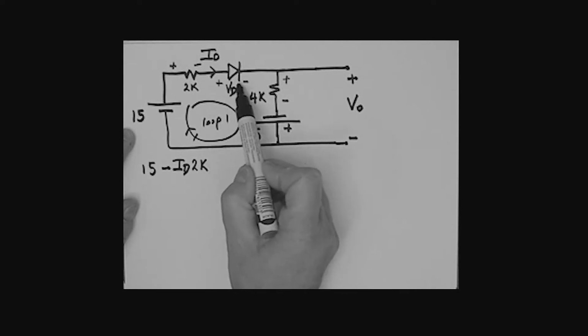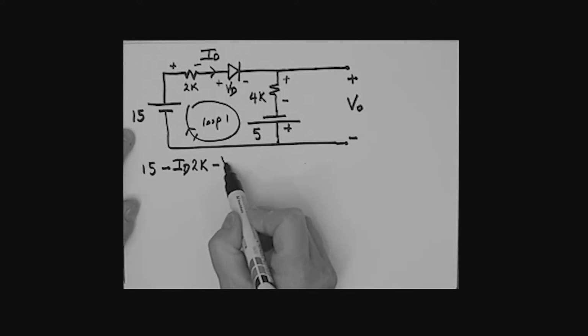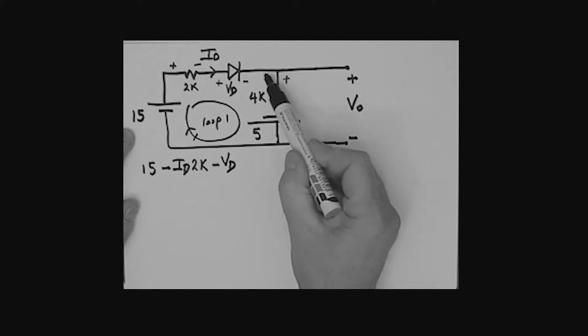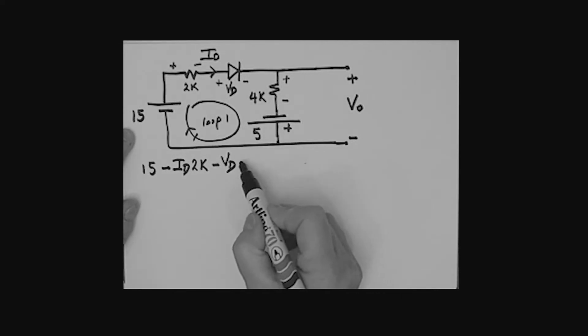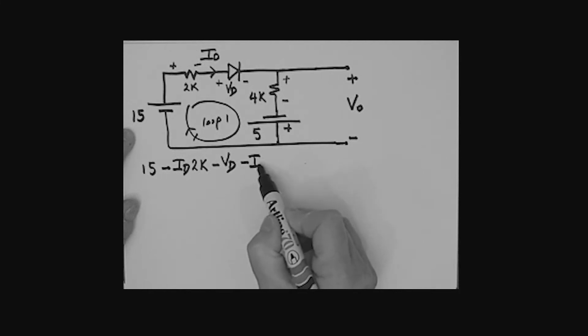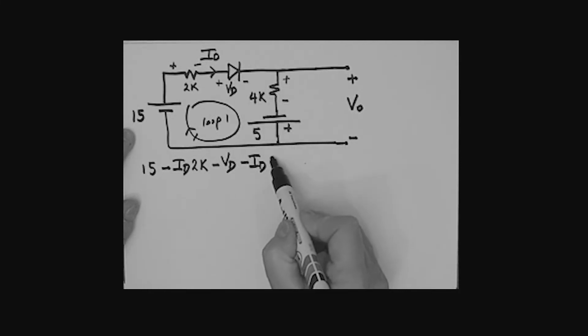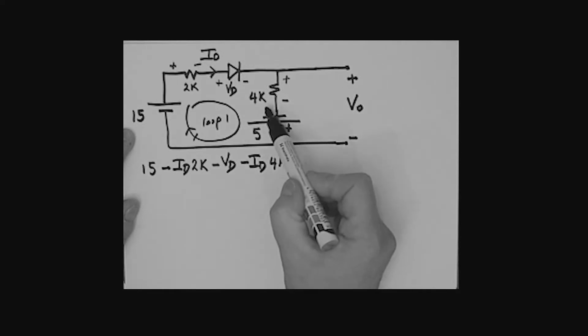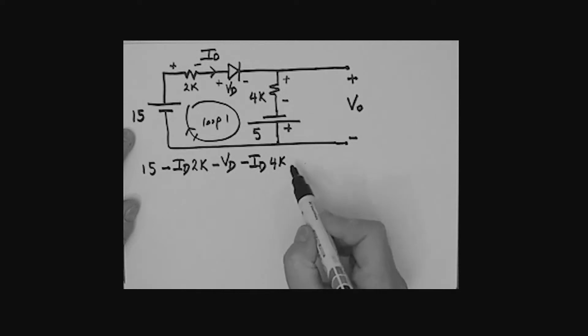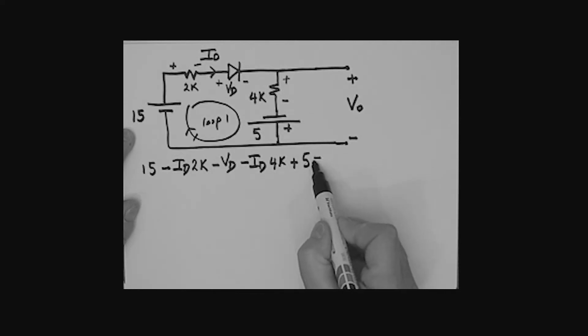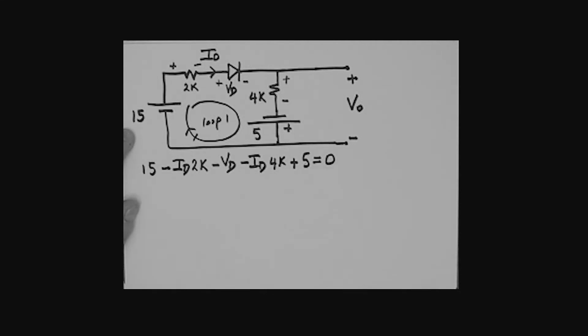Plus to a minus, we're dropping, so we've got a minus VD. And then continuing around the loop, we're going from a plus to a minus. We're once again dropping. We've got a minus ID times what? The 4K. All right, not finished yet. We've got this voltage source here. We're going from a minus to a plus. So we would say that's a plus 5 volts, all of that then is actually equal to 0. So this is the loop equation.